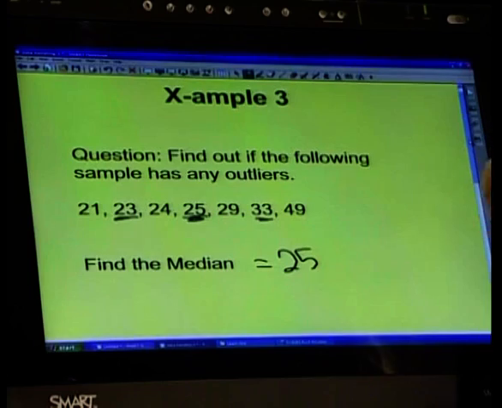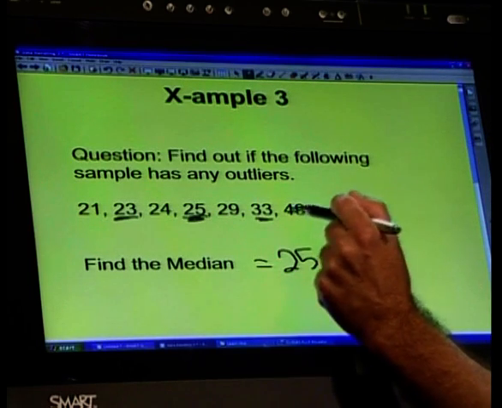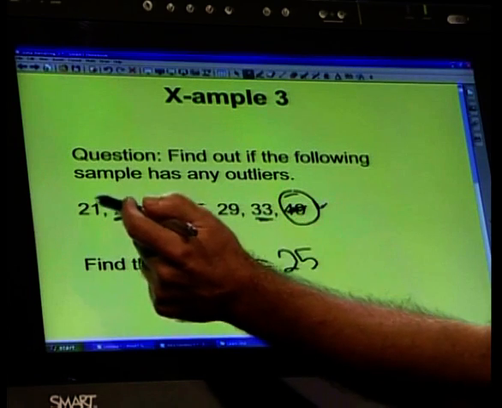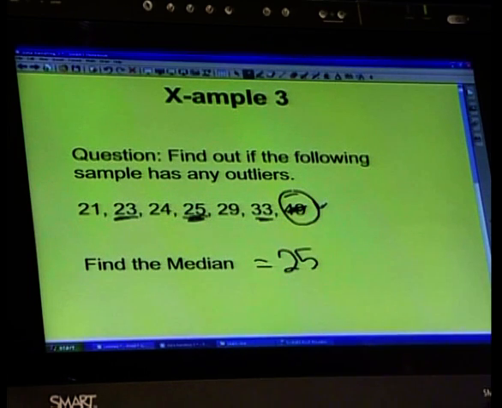Going back to my sample, if I asked you now to calculate the median and we ignored that 49, which is what we should do because it is an outlier, a number that appears outside the range for our checking for outliers formula, I would actually only use the values from 21 to 33.